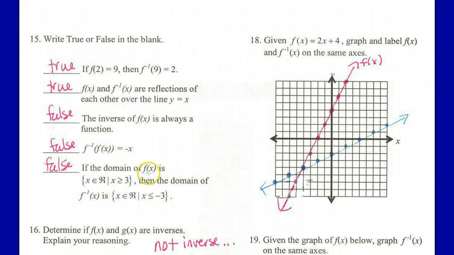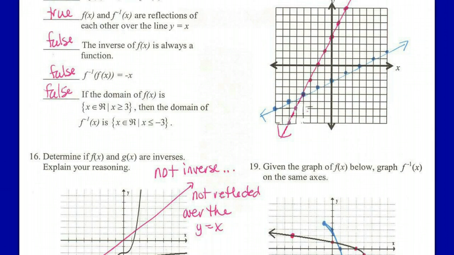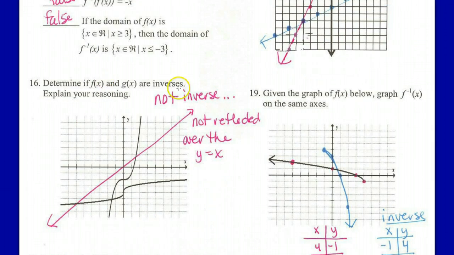If the domain of the function is where x is greater than or equal to 3, then the domain of the inverse would be x is greater than or equal to -3. No. We want to say that the range of it is that. Oh no, that still wouldn't be true, because then this would have to be the same thing. So. Okay, determine if they're inverses.